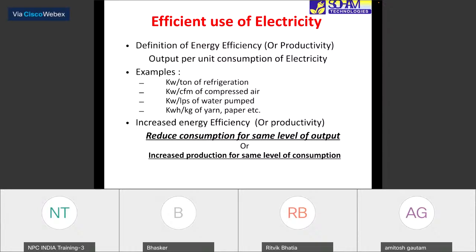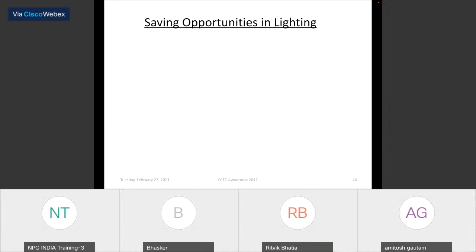Reduced consumption for the same level of output is known as energy efficiency, or specific consumption. Increased production for the same level of consumption is also known as efficient use of electricity. So these are the ways to see that electricity is being used efficiently.